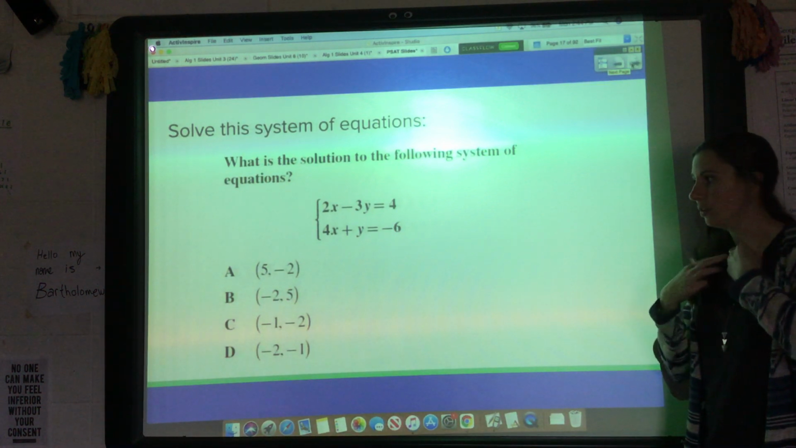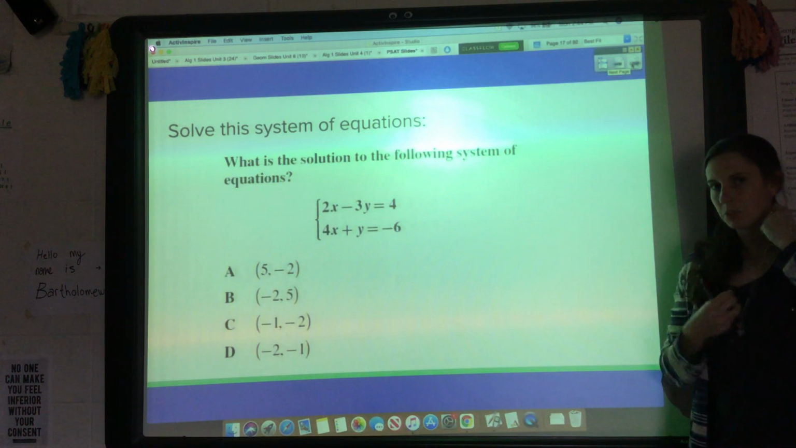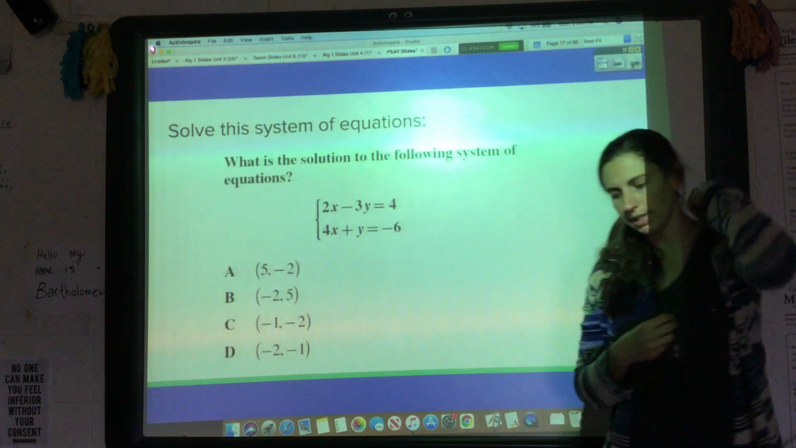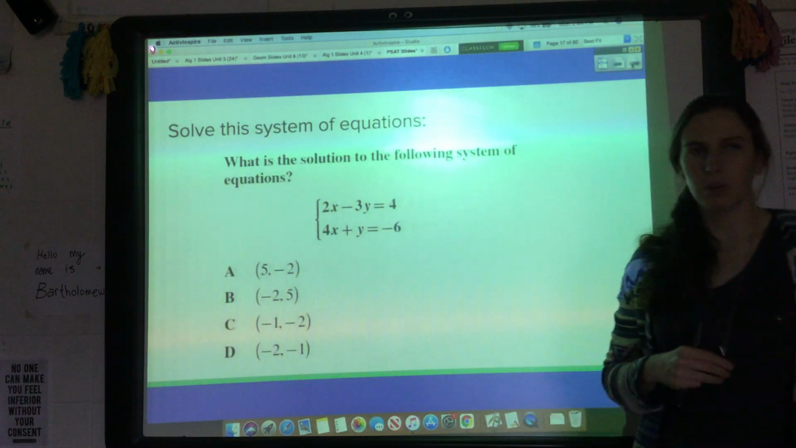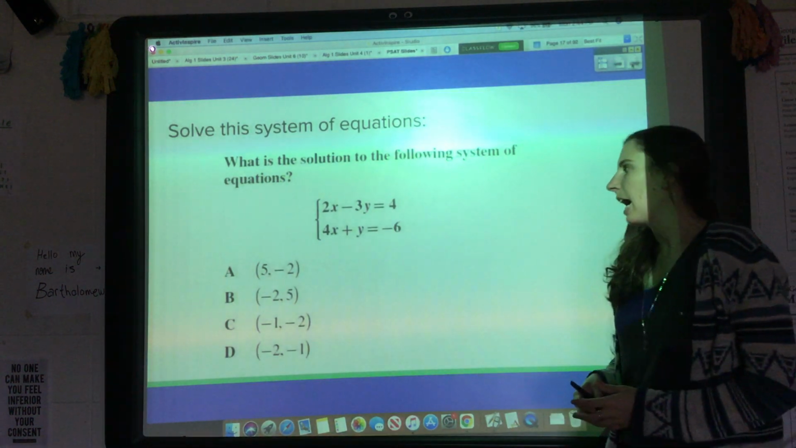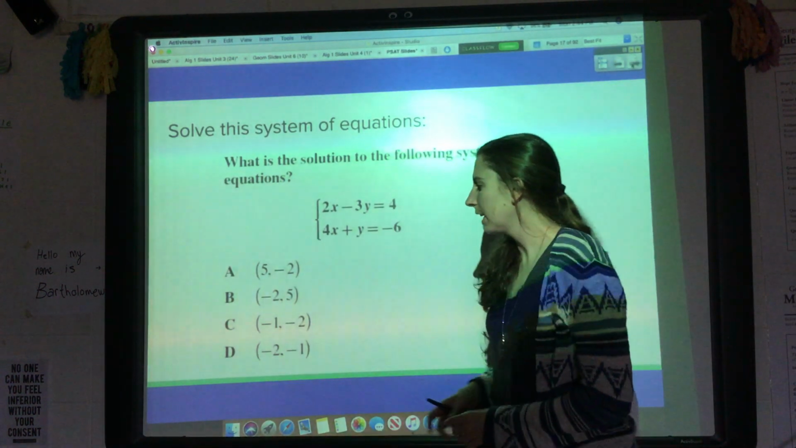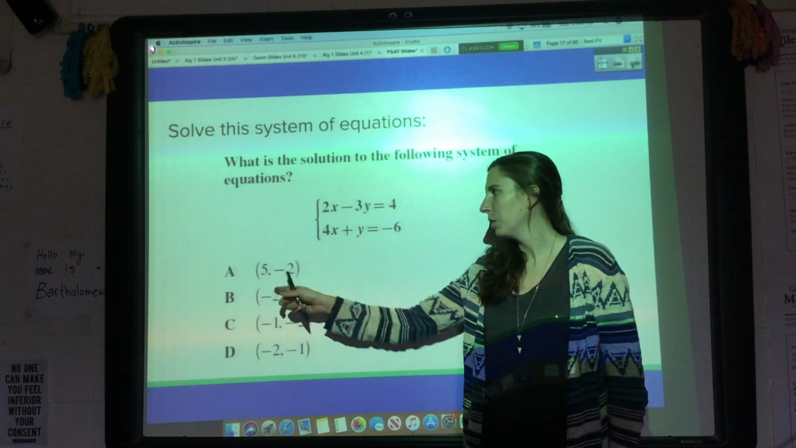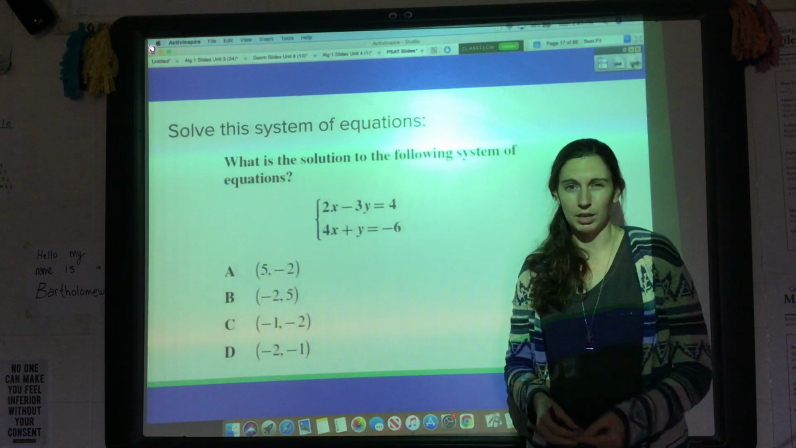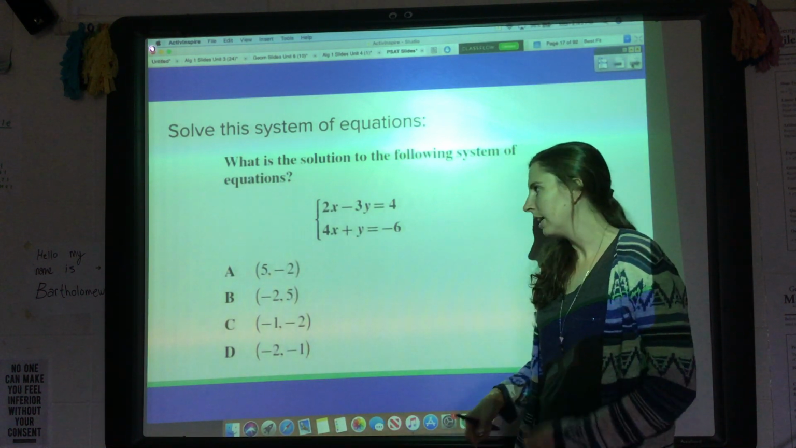So in this example, I wanted to show you multiple choice. On the PSAT, most of them are multiple choice. And so if they give you the answers, you can always just plug them in and see which one works. So that's always an option.